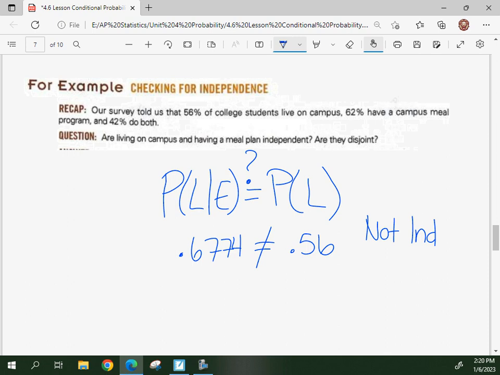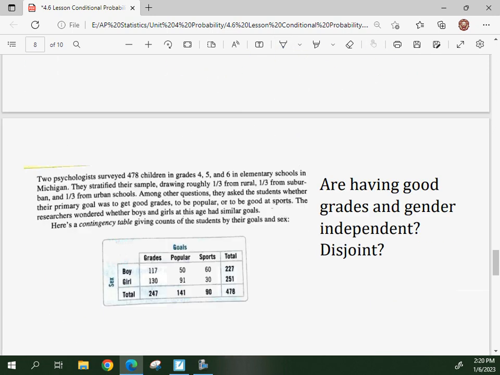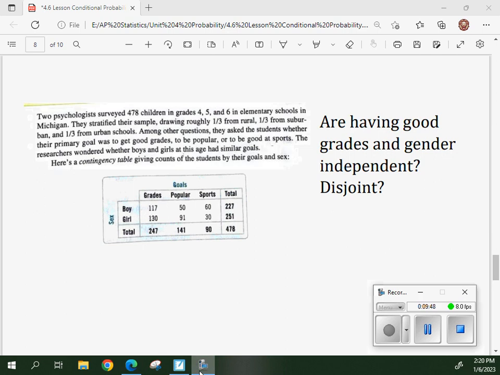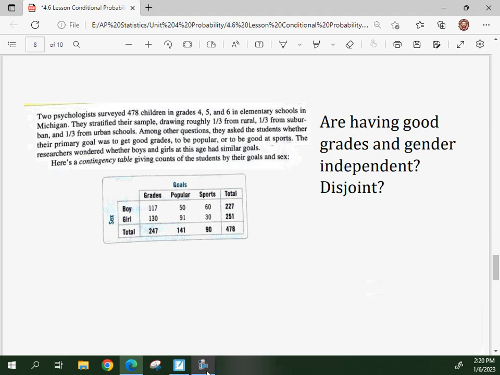What's also true is that they are not disjoint. And we know that from our last lesson because when we drew a Venn diagram, there was an overlap. 42% of these students live on campus and have a meal program, and so they can happen at the same time. So these events are neither independent nor disjoint. Let's talk about one more of those.